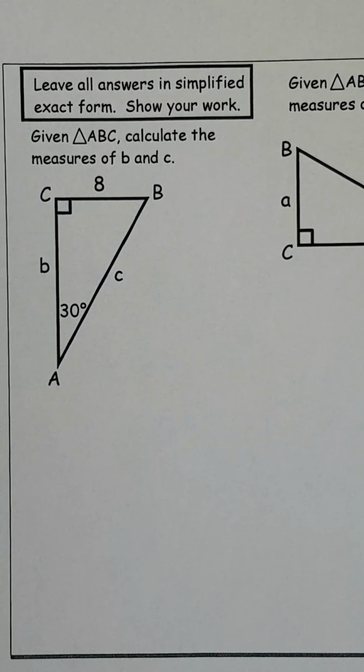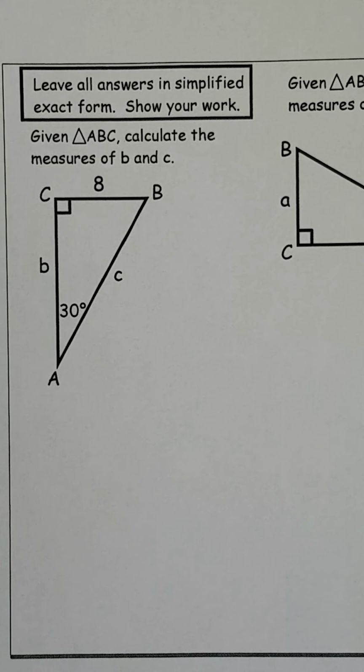So leave your answers in simplified exact form, which means radical form, which means we don't round. And you're going to see rationalizing the denominator, which goes way, way back to when I taught you, before the February break. Wait. No, I don't even know if I taught you this. It was probably after the February break.